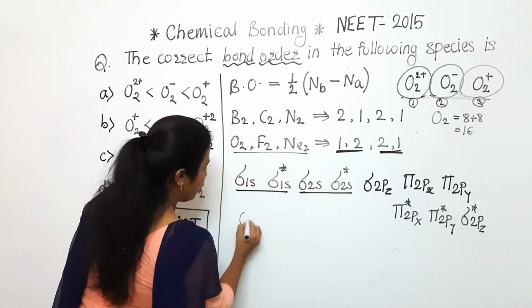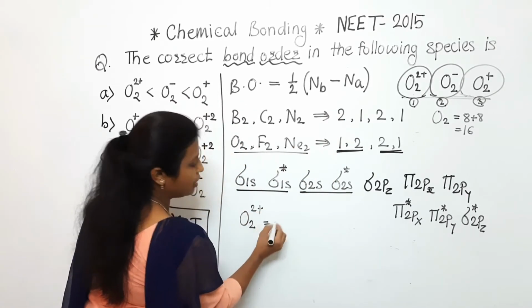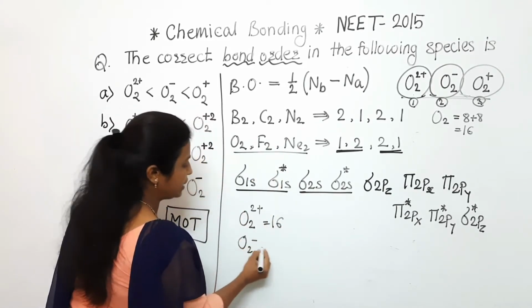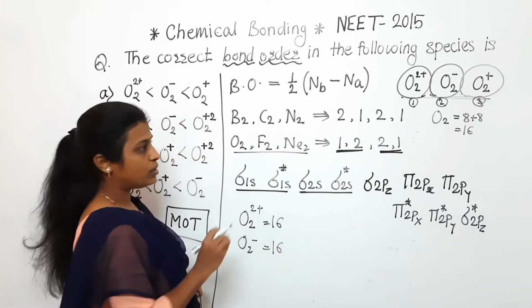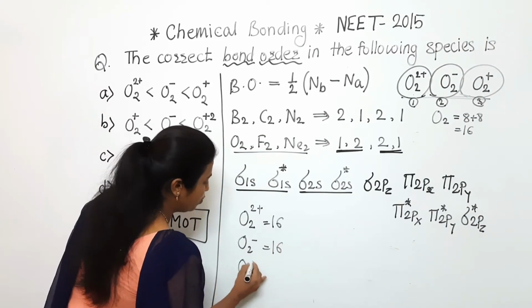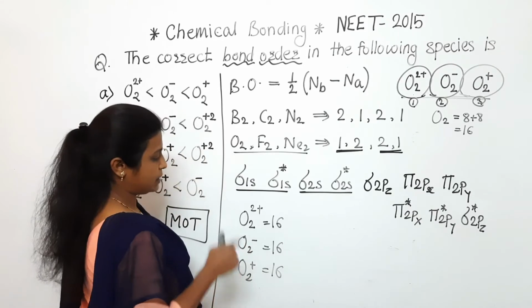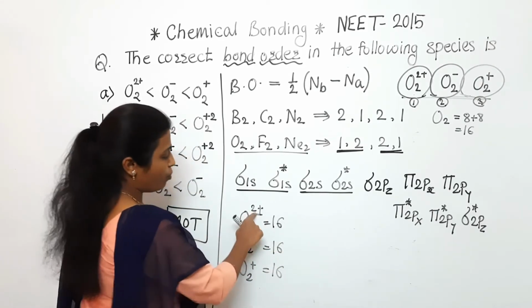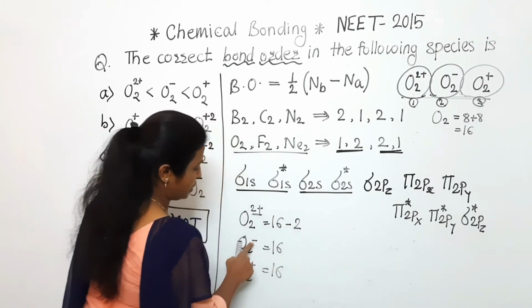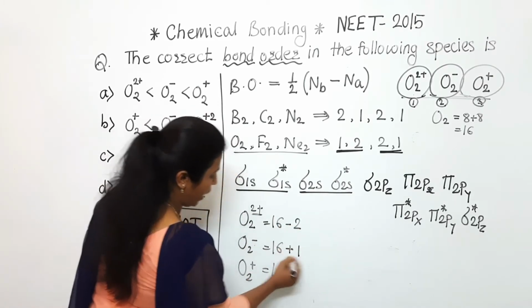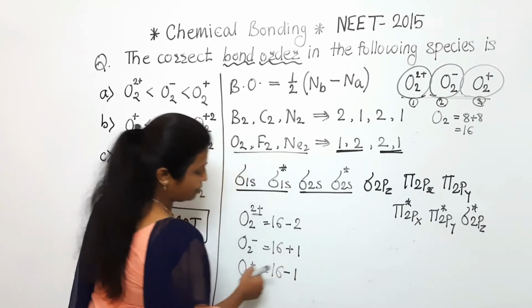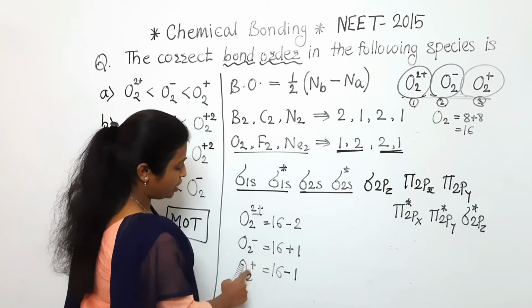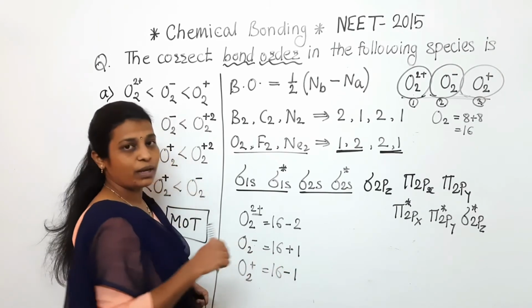Simply in that O2 2+, number of electrons 16 will be as it is. For O2 minus, that number of electrons 16 will be common. For O2 plus, that electrons will be 16. But because of the charge, the electron number will change. Positive charge means we have to subtract. Negative charge means we have to add. Positive charge, again we will subtract. But here plus 2 was there, so we have subtracted 2. Here plus 1 is there, so subtraction is by the 1 only.